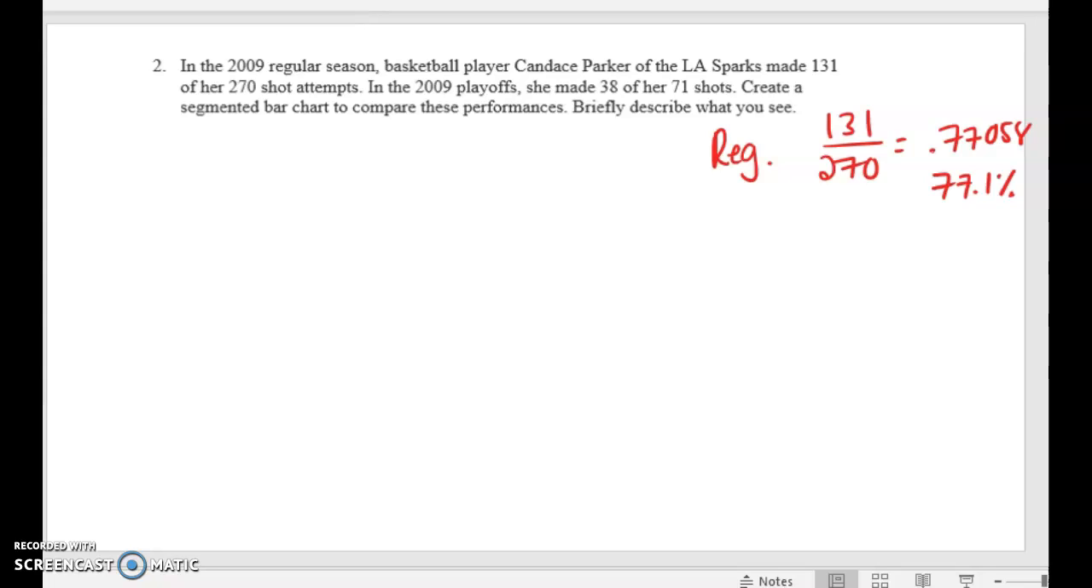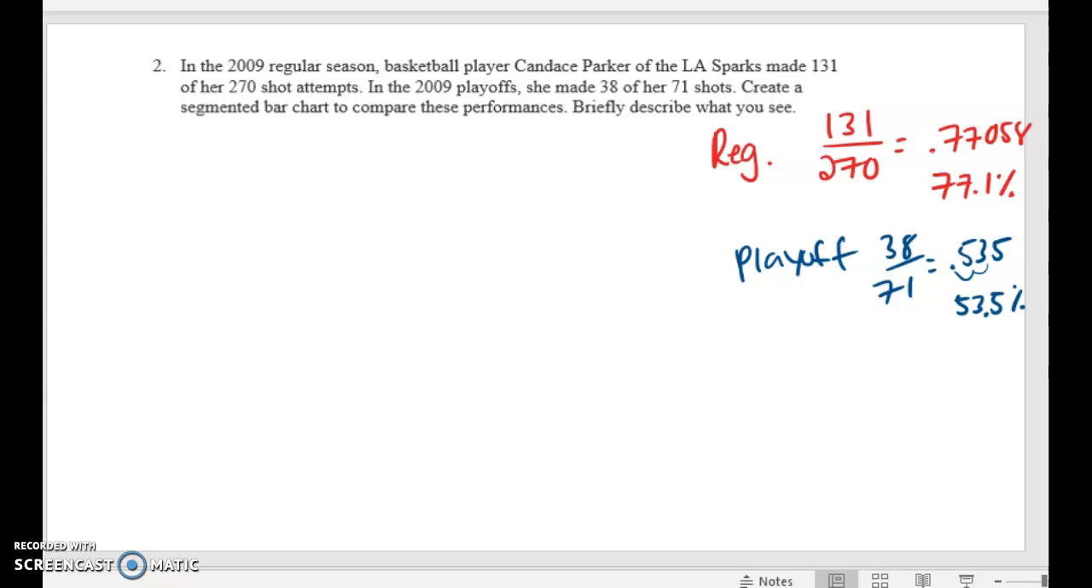In the 2009 playoffs, she made 38 out of her 71 shots. So that was the playoff games. 38 divided by 71 is 0.535. Moving the decimal over twice would give us 53.5%. So automatically looking at this, you can see she did worse in the playoffs. That's kind of interesting.